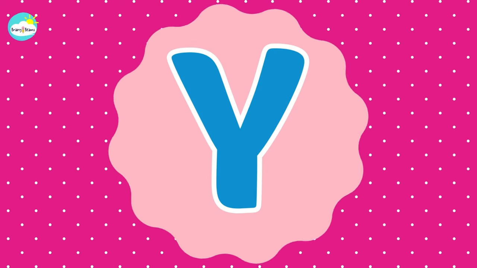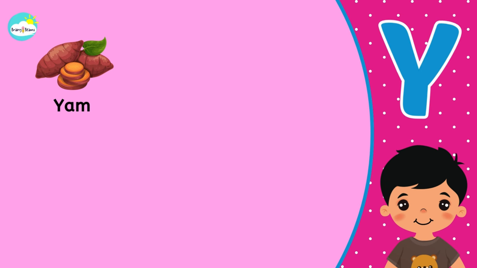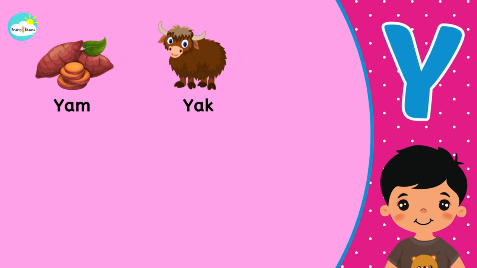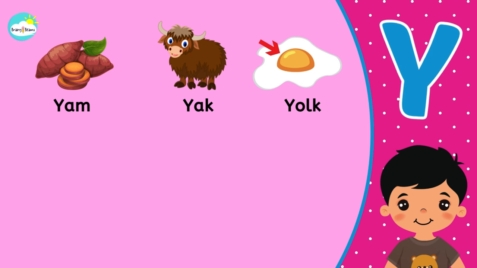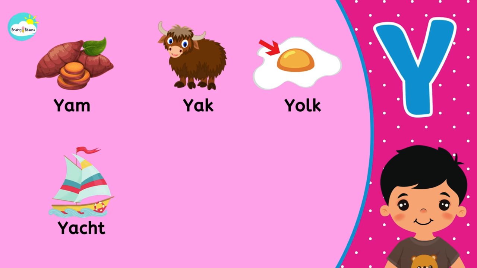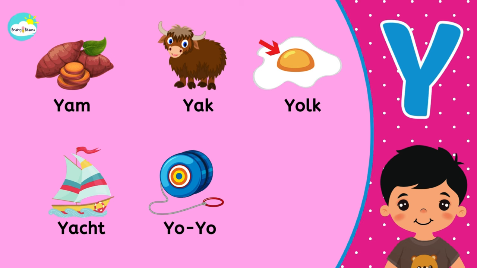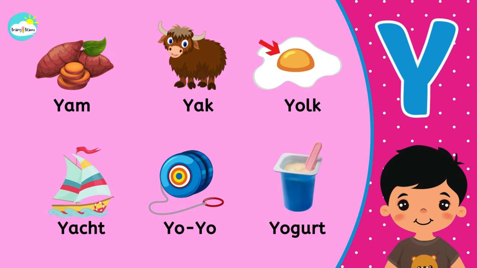Y. Y is for yam. Y is for yak. Y is for yawk. Y is for yacht. Y is for yo-yo. Y is for yogurt.